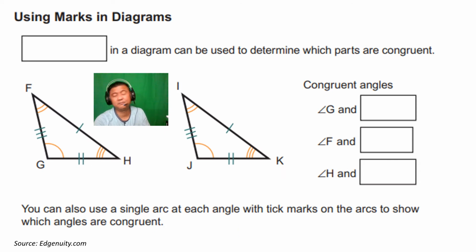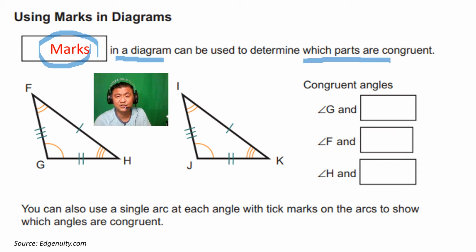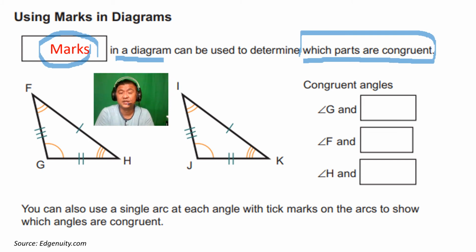Next, using marks in diagrams. So marks are very important in diagrams, and they can be used to determine which parts are congruent. Okay, because people are very visual. Just by looking, we want to know which ones are congruent.